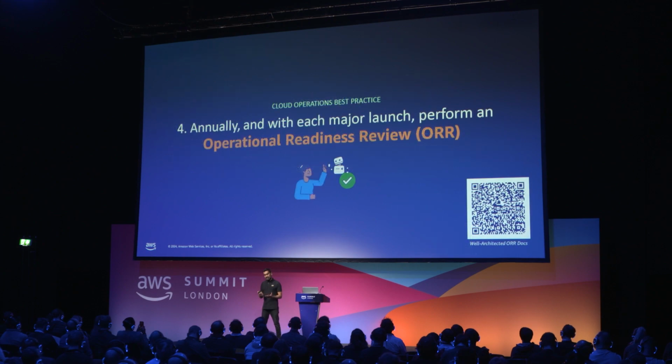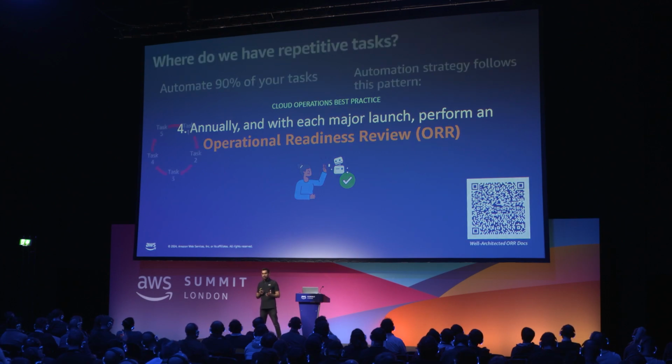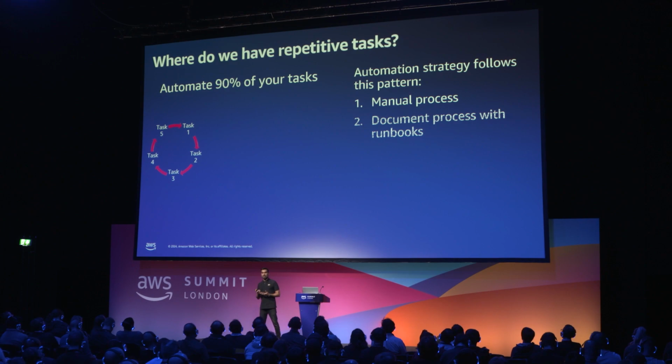But that leads us to the next best practice, which is annually, or on a cadence of your choice, run an operational readiness review. There's a white paper on the Well-Architected Framework you can review offline, should you like to. But now let's go back to stress testing our operating model. We talked about the ops pain point. The next one was automation and repetitive tasks.